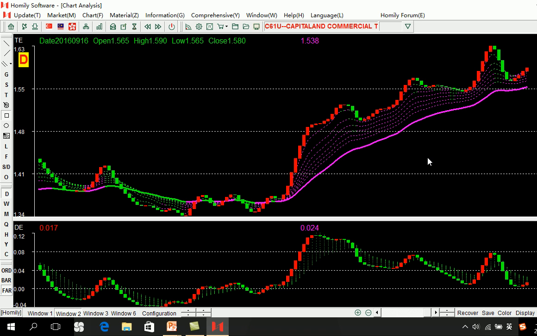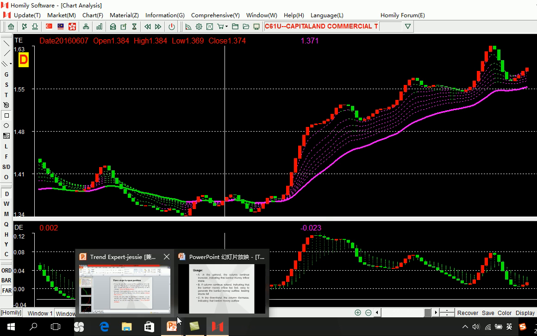But maybe some investors say, green column turns to red column, can I buy? You can buy or not? Cannot, because deviation expert cannot be used for judging buy and sell points. Okay, so this is the column. Then we can see the next one.